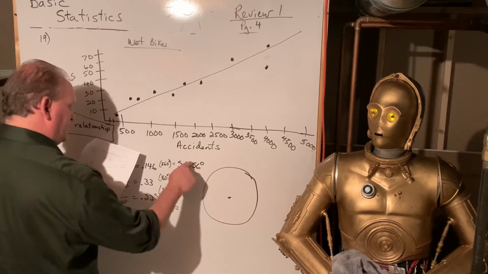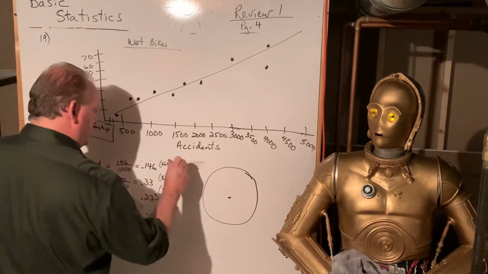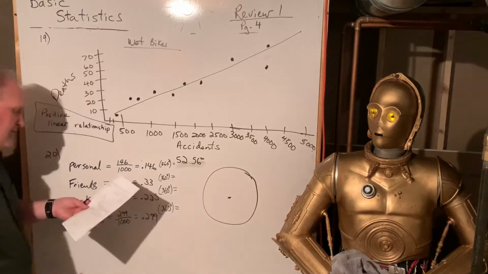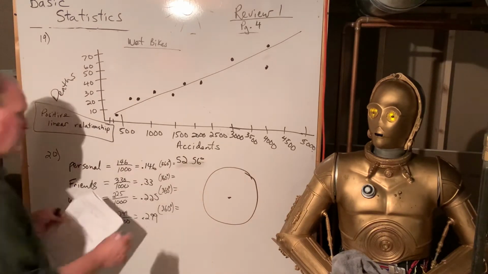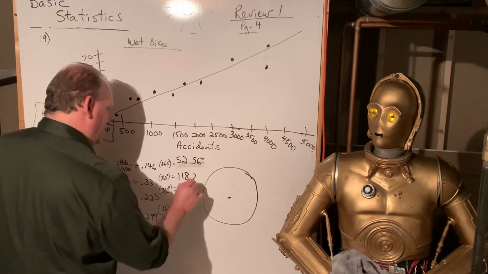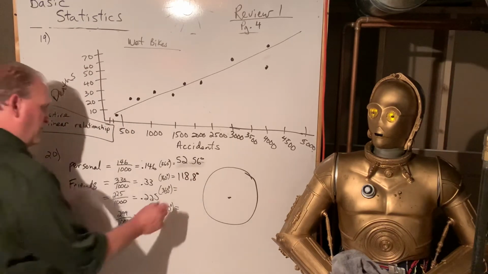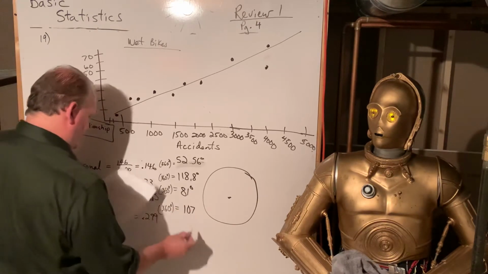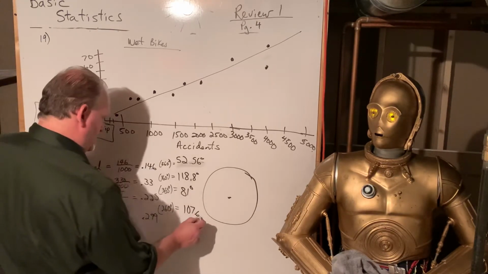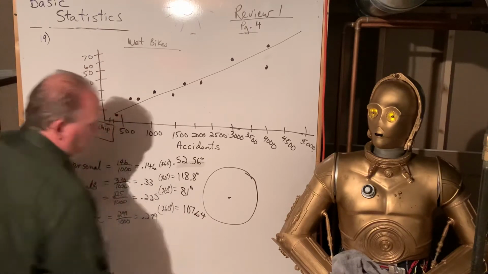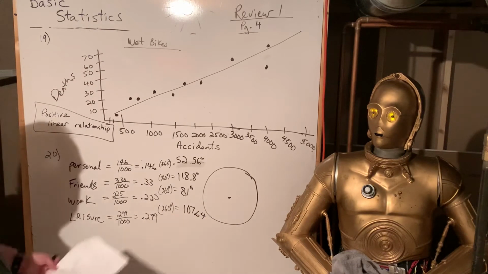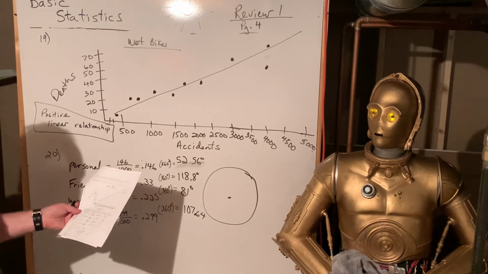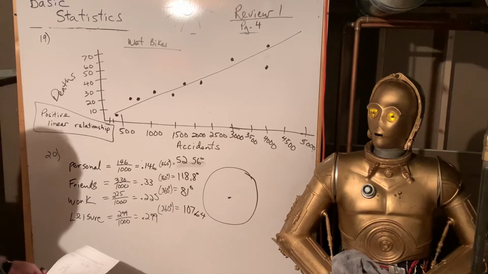Oops, sorry, here, I'll write it up there a little bit. 52.56 degrees. All right, and then 118.8 degrees, and 81 degrees, and 107.64 degrees. So the biggest piece of pie should be friends, at 33%. So that was 118 degrees.